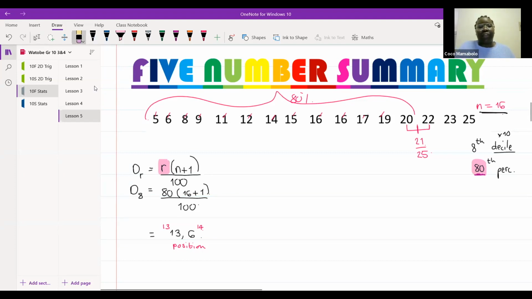Everybody, I want you guys, for those of you who already know what you're doing, let's calculate for the 6th decile, please. And the 6th decile is the same as the 60th percentile. Okay, Blessing says they have a question. Yes, Blessing.